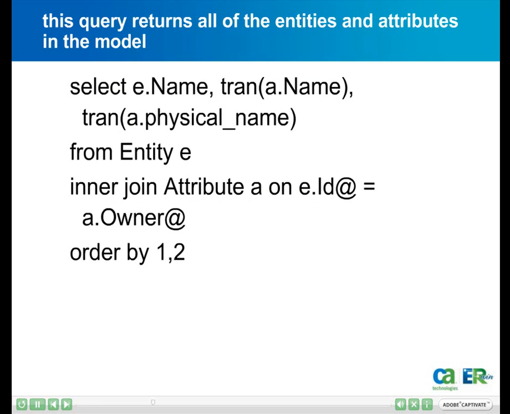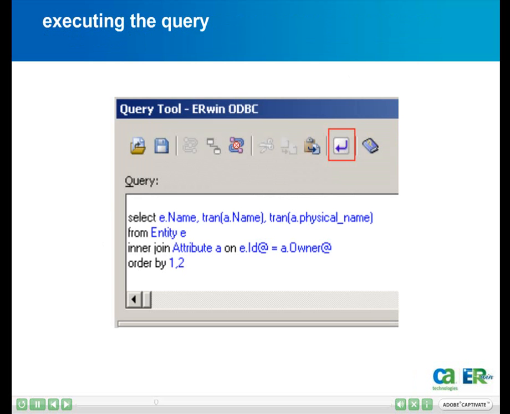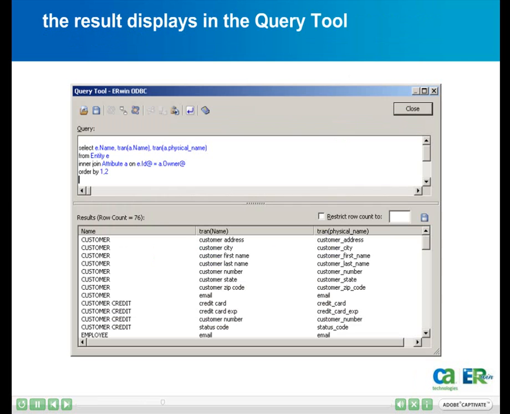This query returns all of the entities and attributes in the model. It is the example query we'll be using in this video. We have pasted into the query tool a query that brings back all the entities and attributes in the model. We run the query by pressing the execute button. That is the arrow icon that has been circled in red. The data from executing the query is placed into the results window at the bottom.